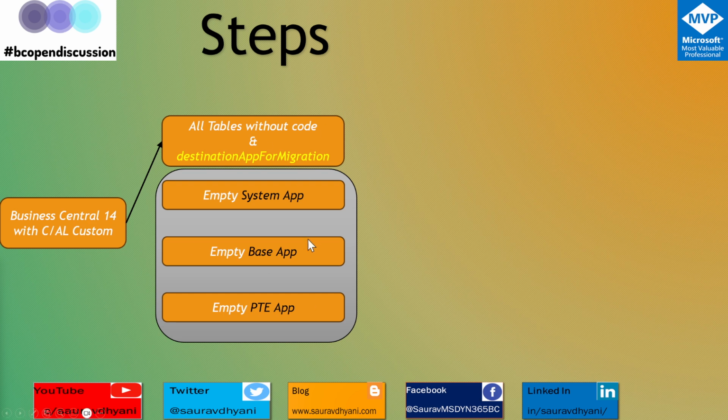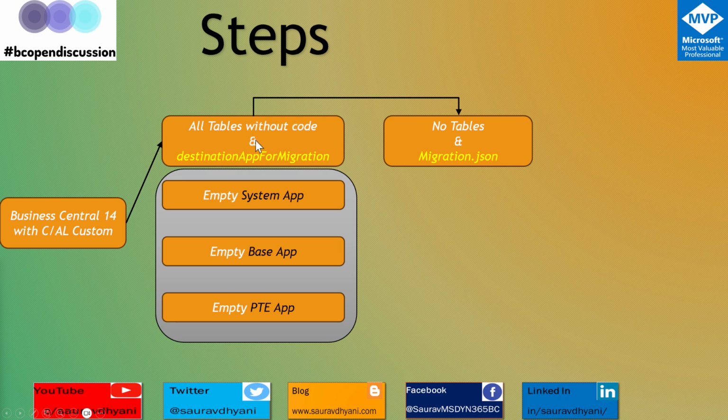Once all this is baked in, we run the steps as listed by Microsoft. The data moves from here to a version 2 of this extension, which has no tables. So all the tables which we had here are removed, but this version of the extension contains a migration.json. Now remember what a migration.json does. Migration.json lists out all the apps where the data should move, which was stored in this particular app.